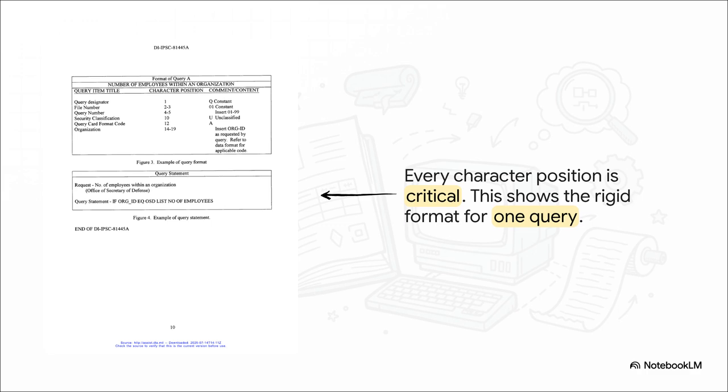See that? Character position 1 must be a Q, positions 2 and 3 must be 0, 1. There is zero room for error. Every single space on the line is defined and has a purpose. That's precision on a whole other level.